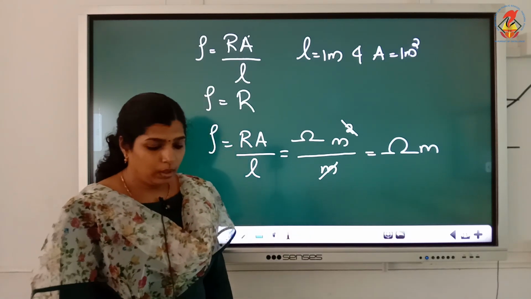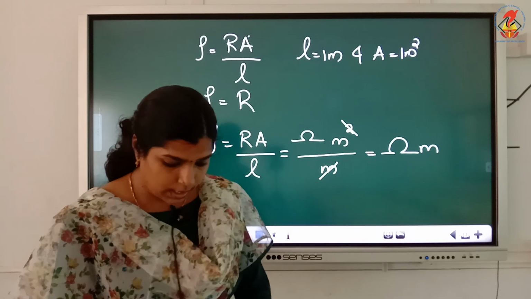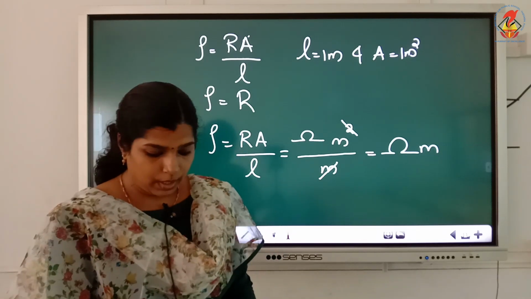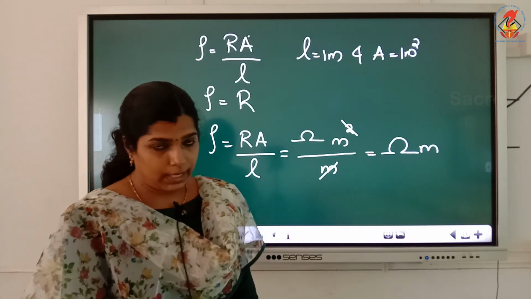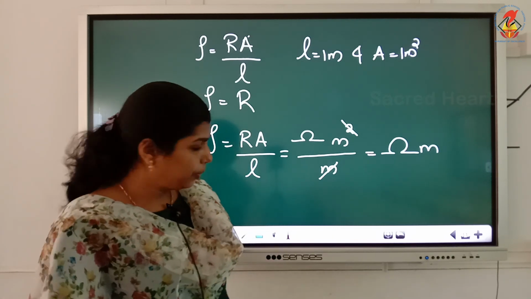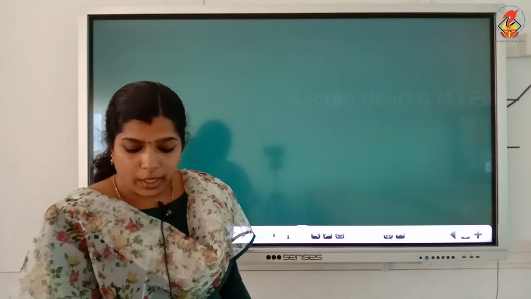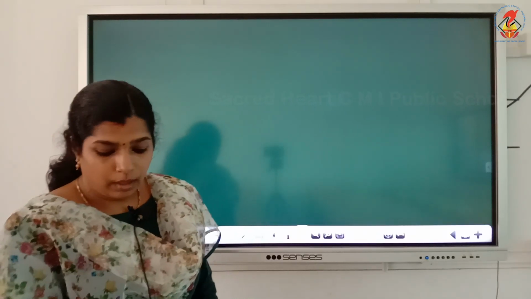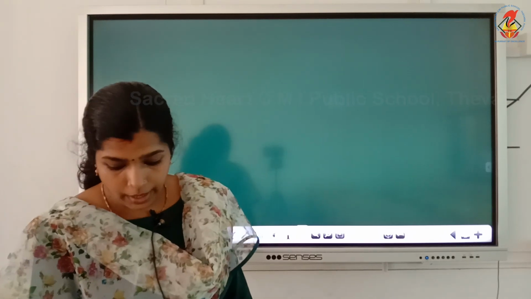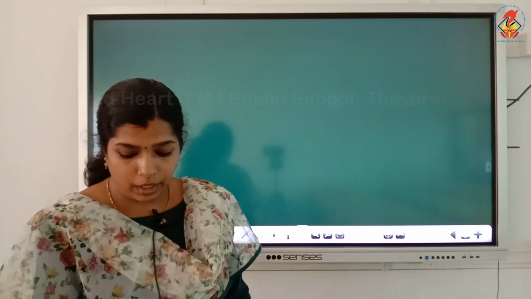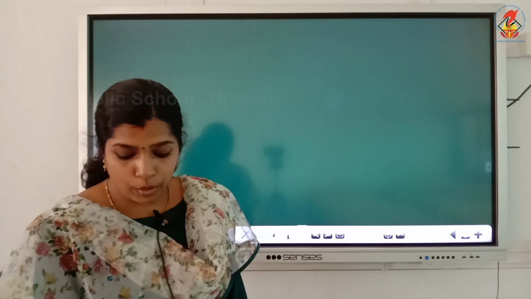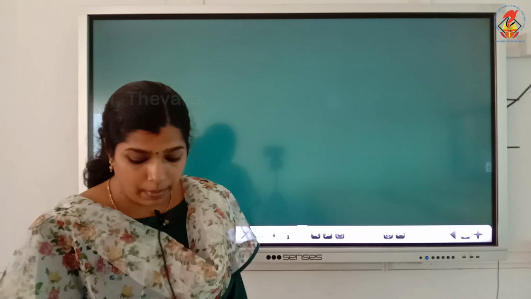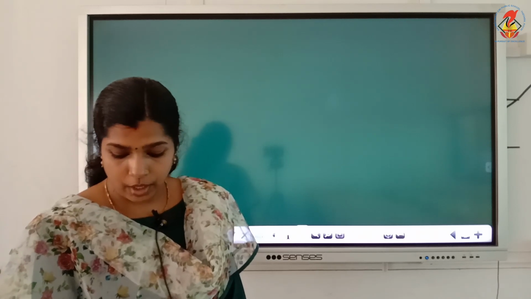Now, we will do two questions. That is example 12.6. A given wire of material having length L and area of cross section A has a resistance of 4 ohm. What could be the resistance of another wire of the same material having length L by 2 and area of cross section 2A?